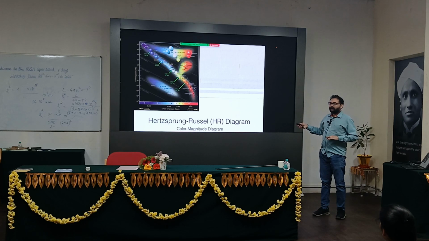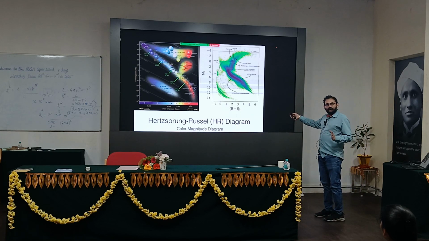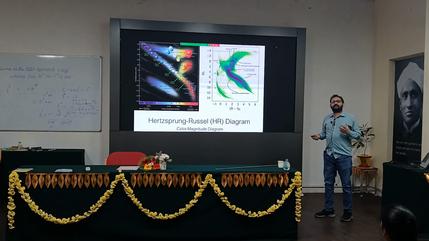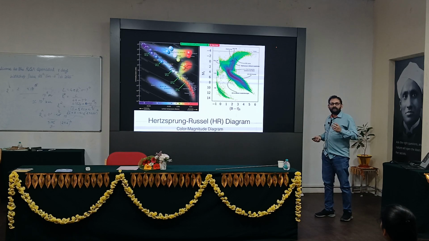This I showed, but then this is the picture of the same HR diagram where each dot is one star. It is observed, so this is actually a real picture of the observed stars. So you get stars and then you have the colors. When I say B minus I, this is called color.